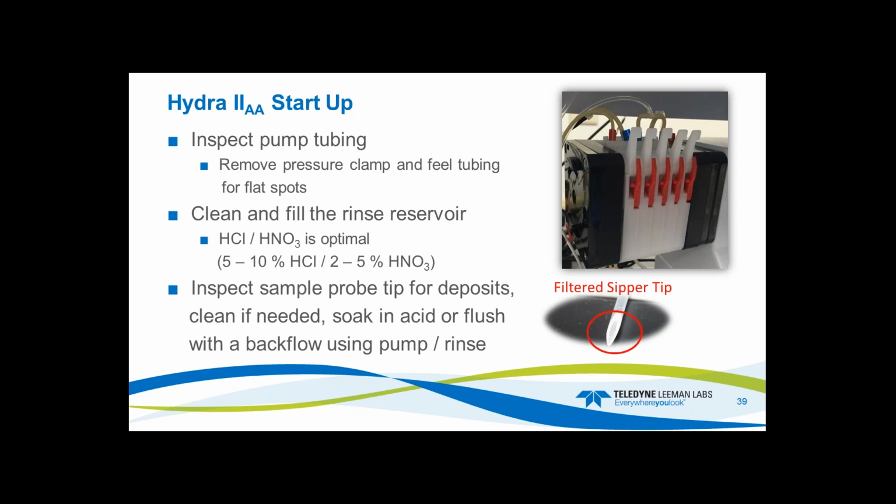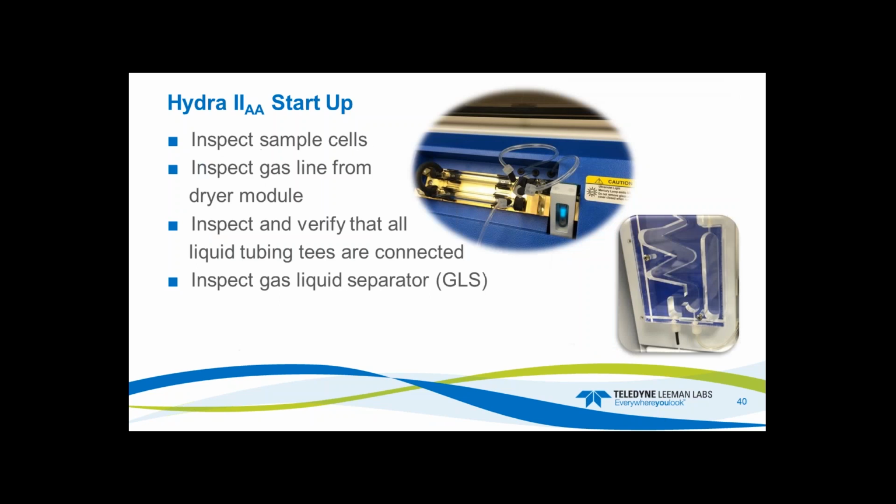You want to inspect the sample probe for any deposits on that tip. It's a screen tip, so if you have any, you can either replace it or soak it, or do a backflow flush using the pump. So you just rinse backwards with the peristaltic pump with some acid, maybe a 10 or 20% nitric.